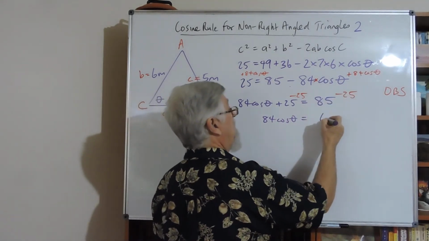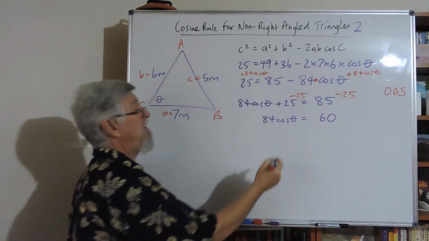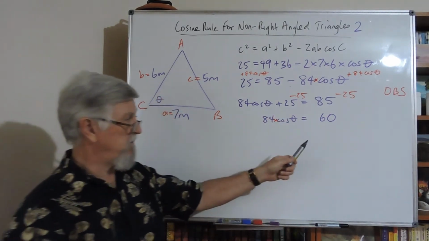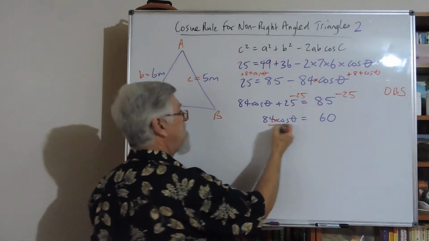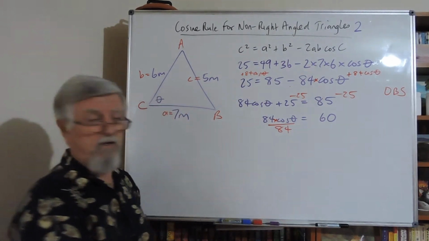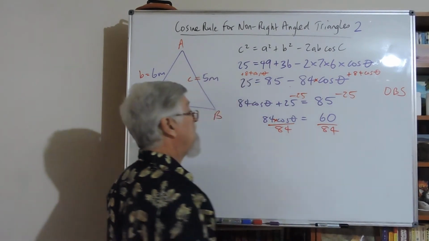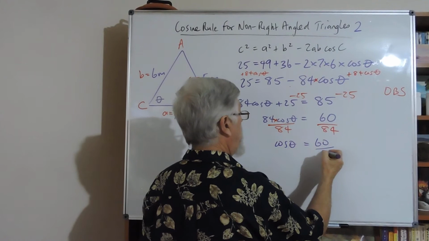Now I can look at that and I go, I've got 60. Now what's controlling the 84? Between the 84 and the cos there's a multiplication. What's the opposite to multiplying by 84? It is dividing by 84. And if I divide one side by 84, I've got to divide the other side by 84. And I'm left then with cos theta equals 60 on 84.